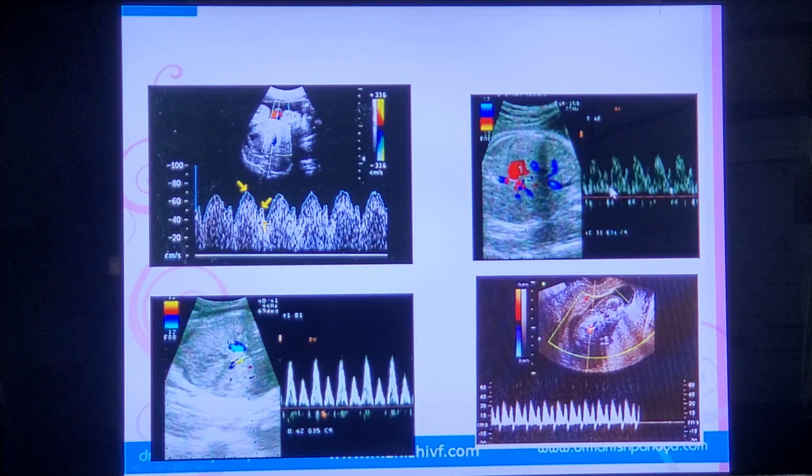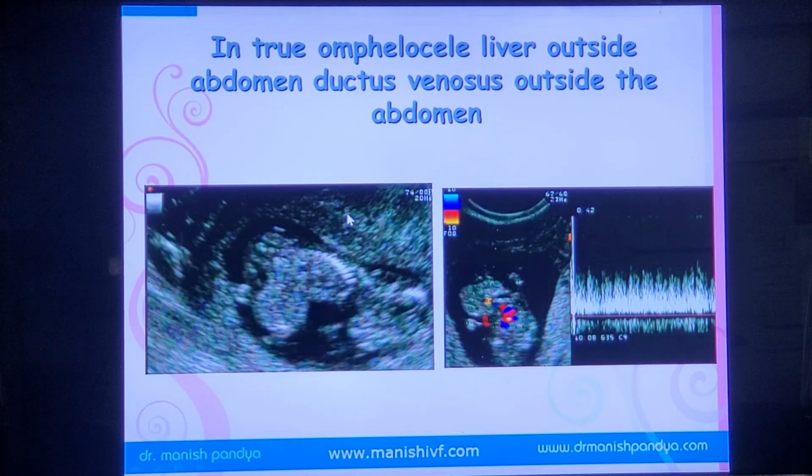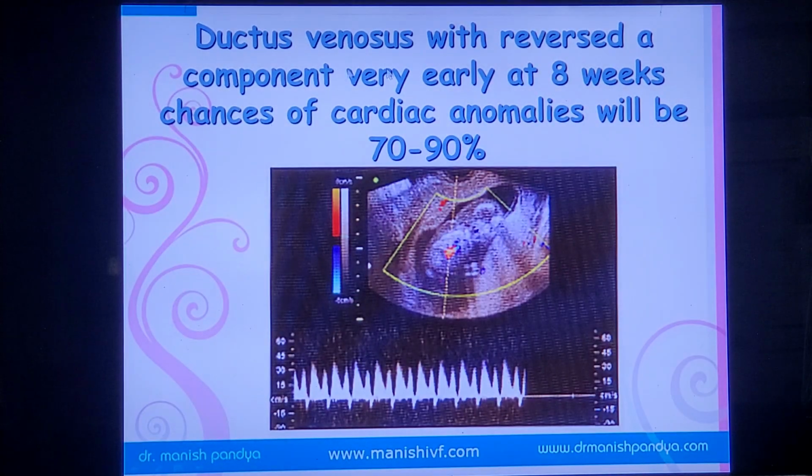A wave, deepen. Absent A wave. Deepen A wave with reversal of flow. So in true omphalocele, how can you diagnose true omphalocele? You can see gastroschisis and omphalocele if you want to differentiate. In true omphalocele, usually the liver lies outside. If you prove that there is liver, you can see the ductus lying outside. So if ductus is lying outside, then it is an omphalocele. Okay? So ductus venosus has a reversal component at early gestation.